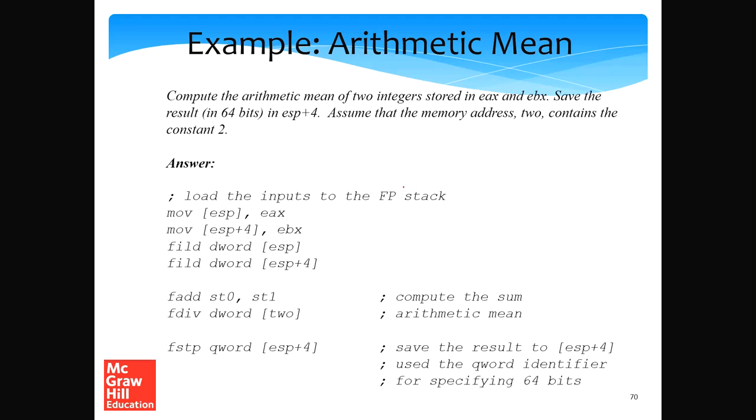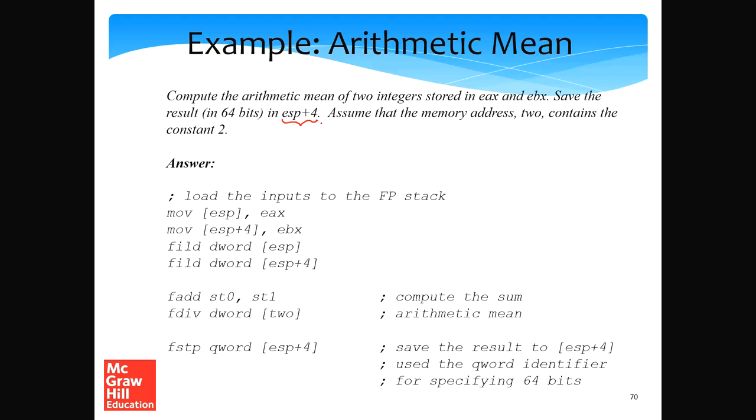So let's show an example. Let us compute the arithmetic mean of two integers stored in EAX and EBX. Let's save the result. So here there is a catch. We don't want to save a 32-bit floating point. We want to save a 64-bit floating point. A 64-bit floating point number is a double precision number. So we want to save this in the address ESP plus 4. Let's assume that the memory address 2 contains the constant 2.